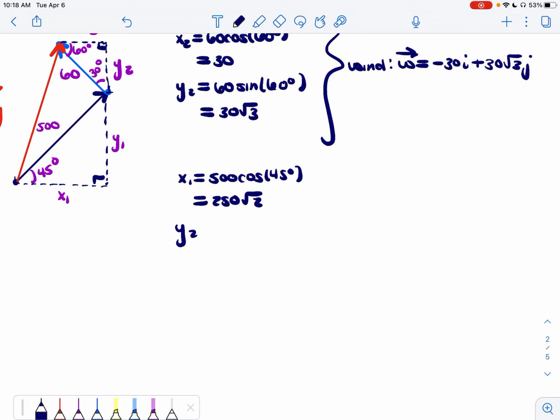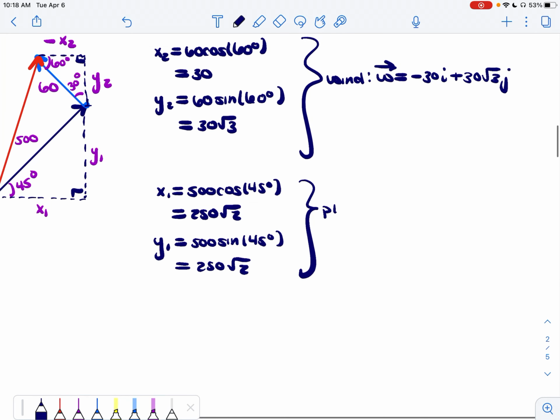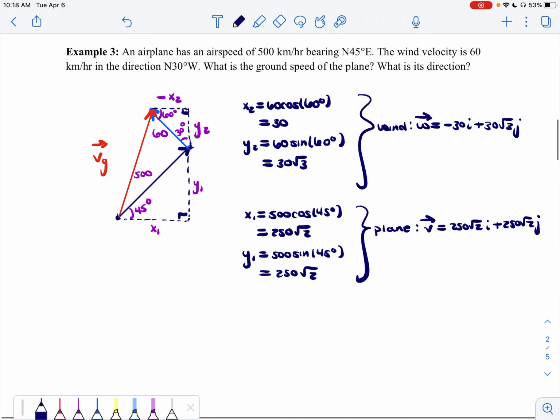All right, y1 is opposite the 45 degrees. So we'd have 500 sine of 45 degrees, which would also come out to 250 times the square root of 2. All right, so for our plane then, the velocity would be 250 root 2 i plus 250 root 2 j. Okay, so we found the vectors for our wind velocity and our plane velocity.